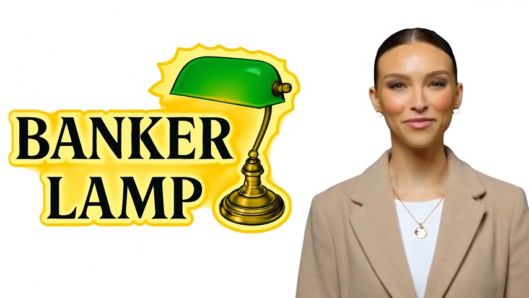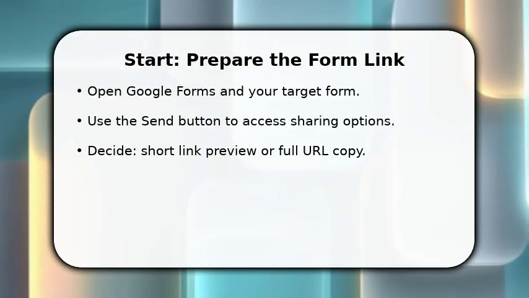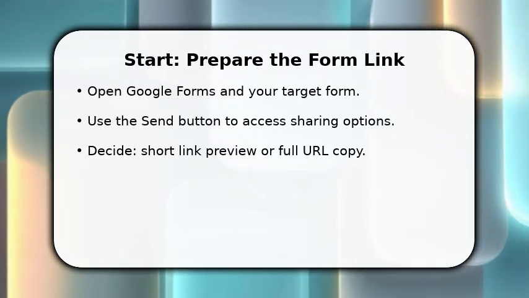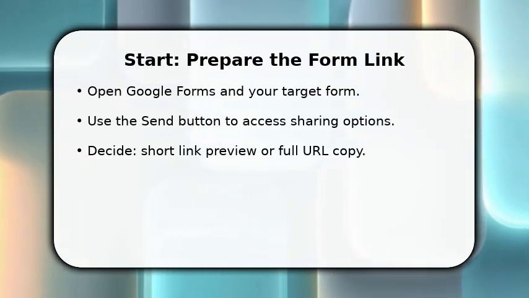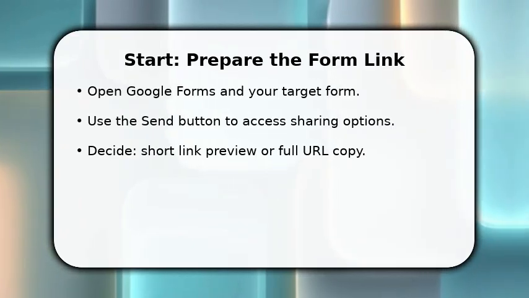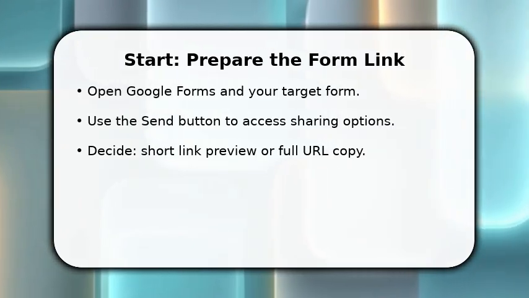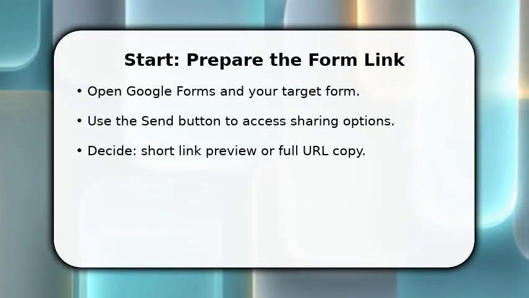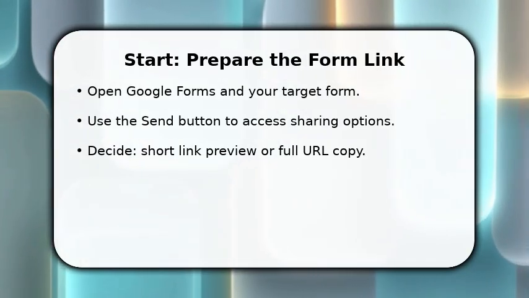Please enjoy the video. You open the form you want to share and focus on the send control. That is the only place that generates the official link. Click send, then choose the link icon. This produces the canonical URL Google uses to identify responses.